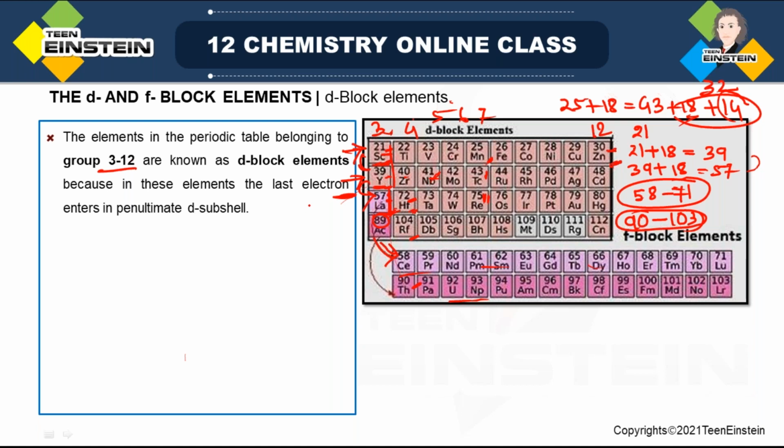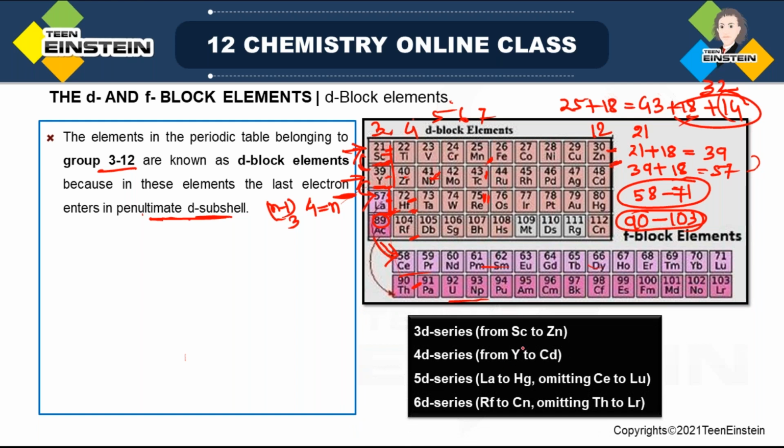So, as it is the fourth period, the principal quantum number is 4. But what will be the penultimate? Penultimate means just the previous shell. So if the principal quantum number is n, then penultimate will be n minus 1. That means 3. So when it is the fourth period, it is involving 3d electrons. When it is the fifth period, it is involving 4d electrons. When it is the sixth period, it is involving 5d electrons. Okay, so that is why the last electron is entering the penultimate d subshell, as mentioned here.